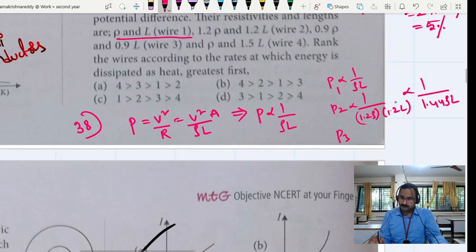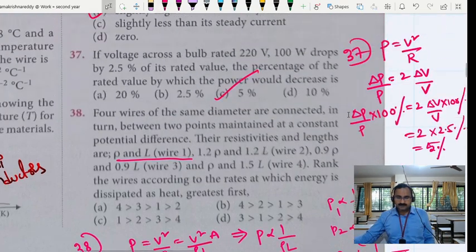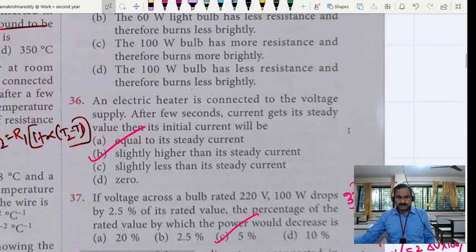P3 is 0.81 rho L, because 0.9 into 0.9 is 0.81 only. So next one, P4 is directly proportional to 1 divided by 1.5 rho L. So which values we have to check there, and clearly what answers we are getting there.